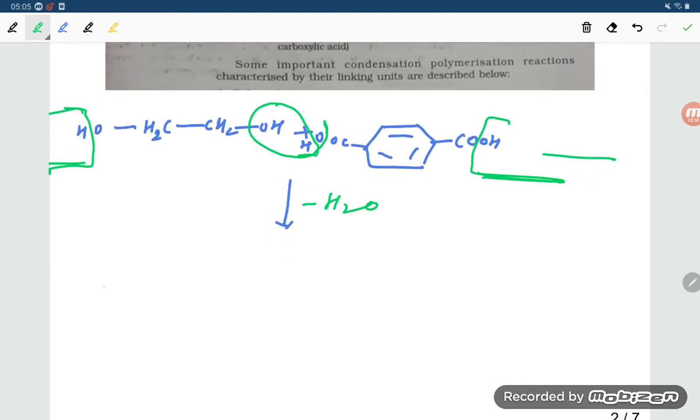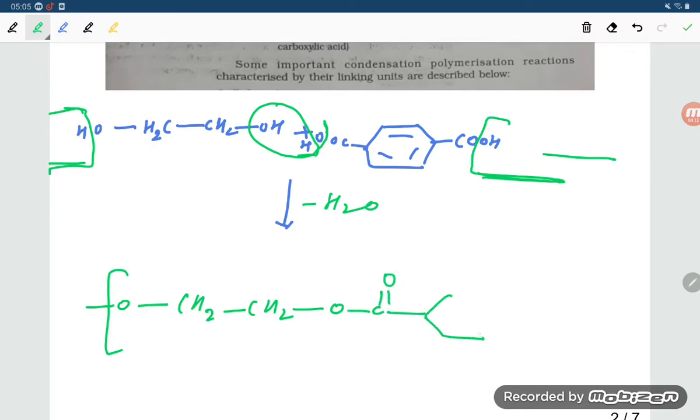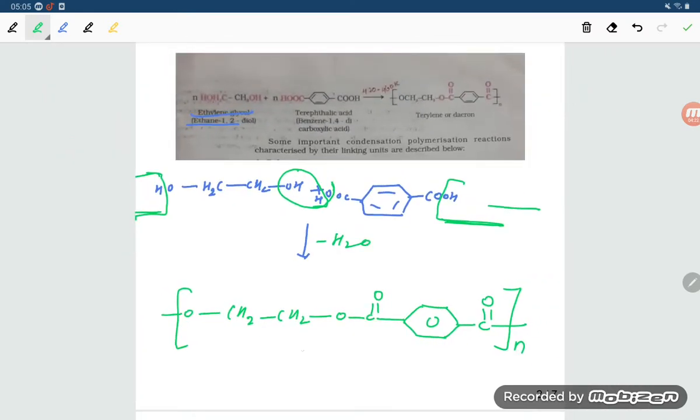So what is left behind, students? Here is the O, and here is CH2, this is also CH2, and here is O, and here is C double bond O, and here is the benzene, and here is C double bond O. This is like that, and downside there is n. So what are they forming? This is forming terylene, or dacron.